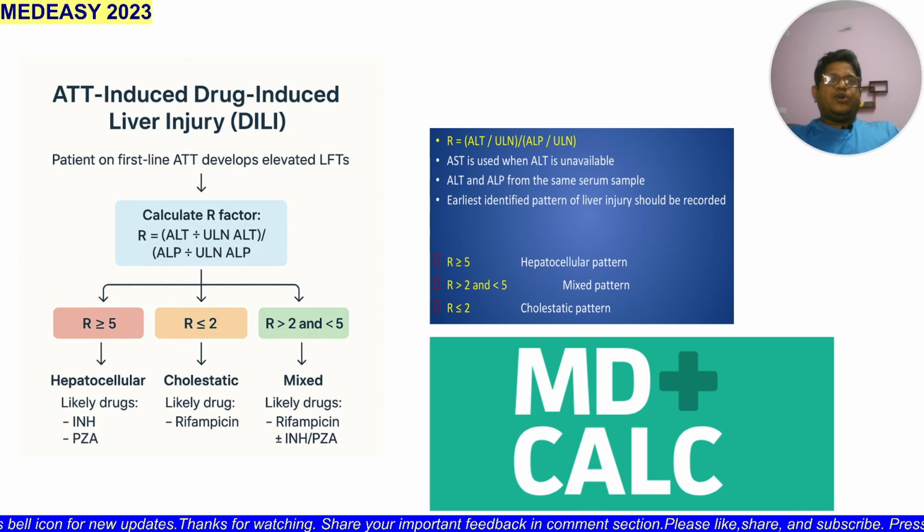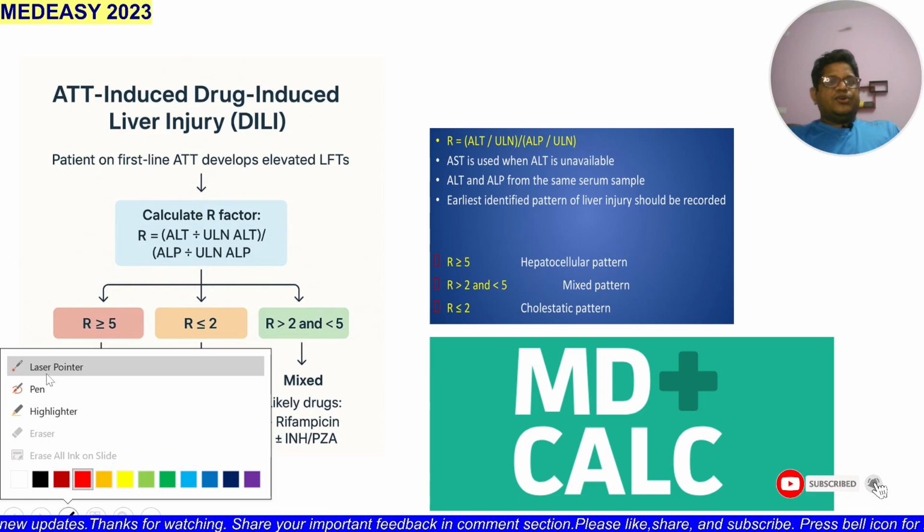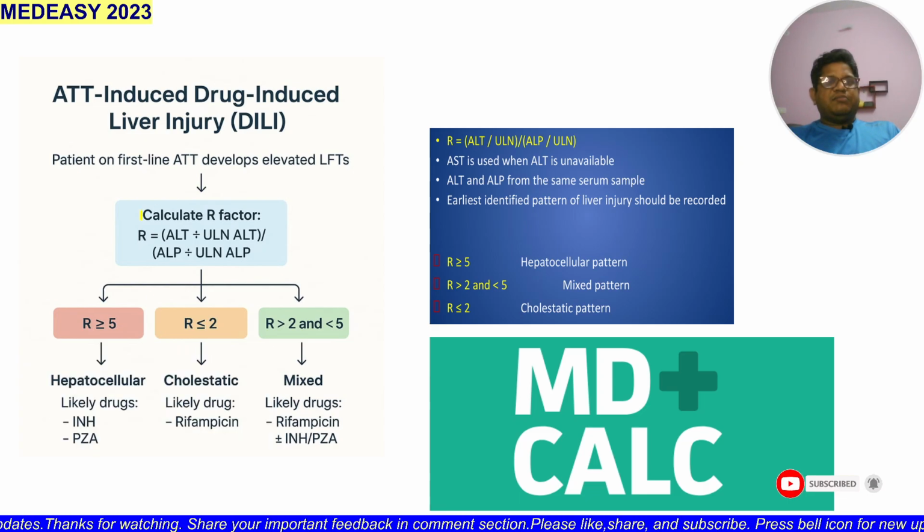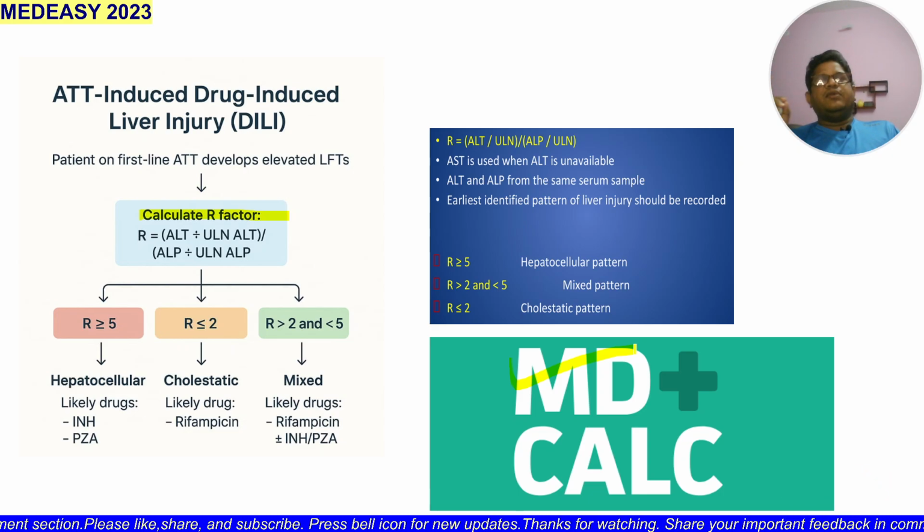So the very important point to understand this, just simply calculate the R factor. R factor is calculated by using lab values of the LFT, ALT and ALP values. So simply you can use this formula to calculate R factor, or you can go to the MDCalc calculator that is available online, and it's also available in the Play Store mobile application. You can put the values and it's going to give you the R factor.